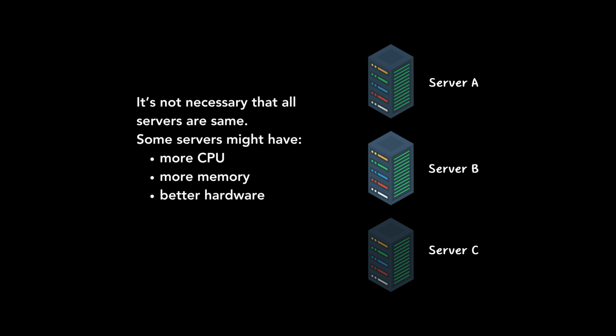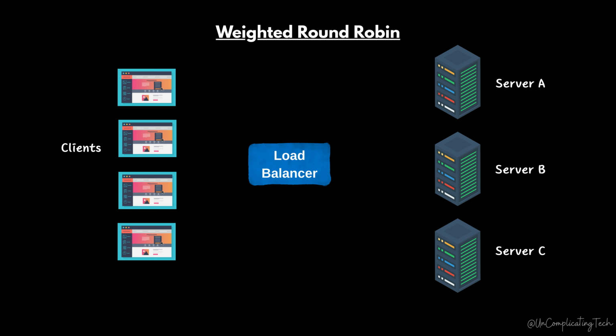Some servers might have more CPU, more memory, better hardware. Weighted round robin algorithm accounts for that. Instead of treating every server the same, the load balancer assigns a weight to each server based on how much traffic it can handle. A server with higher weight receives more requests.